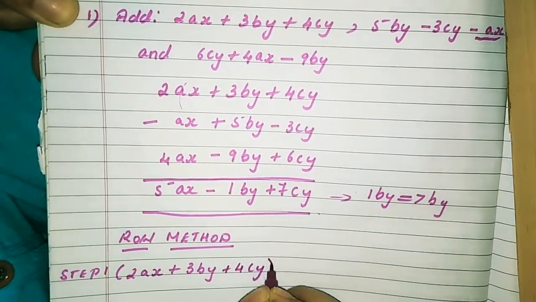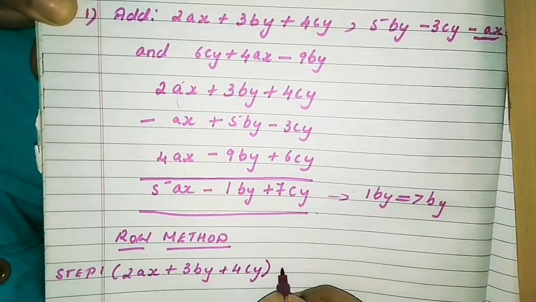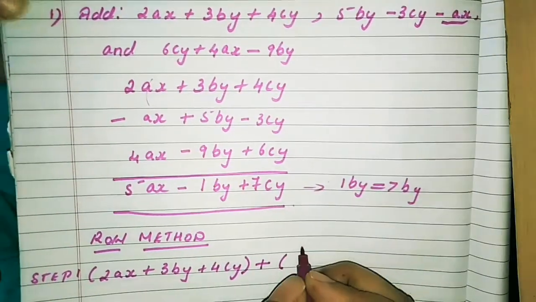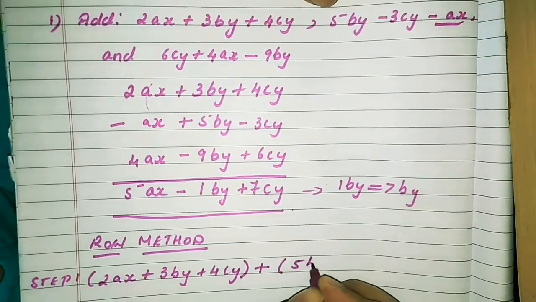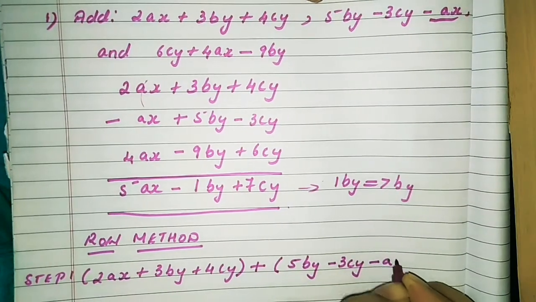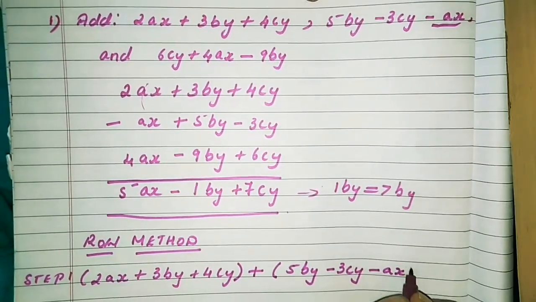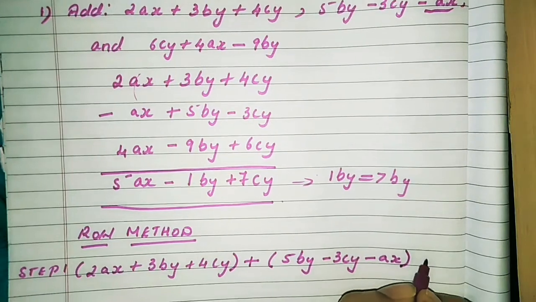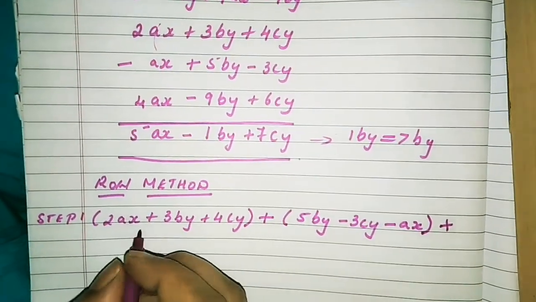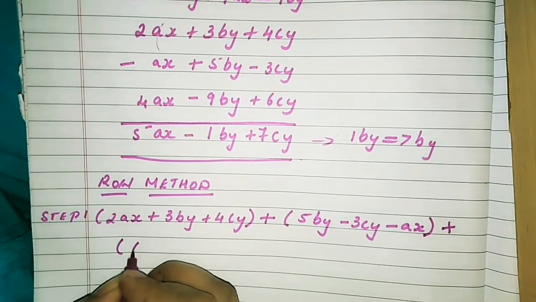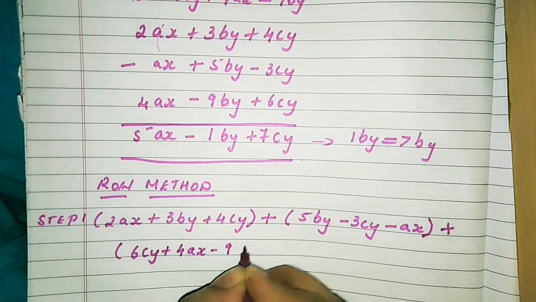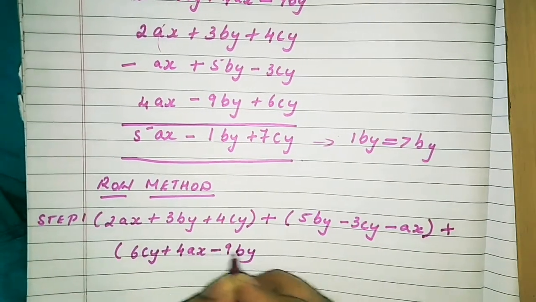Okay, so put that in a bracket, write a plus sign, and then write another expression. The next expression is 5by minus 3cy minus ax. Now this is your second expression. Put that again in a bracket and then put the plus sign. And the last expression is 6cy plus 4ax minus 9by. Now this is the last expression.